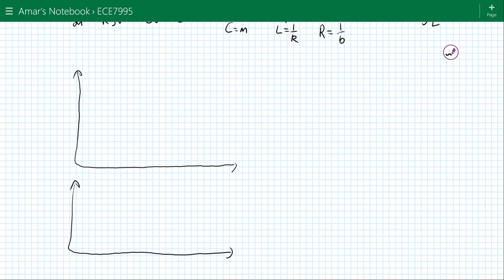Some of this may look familiar to some of you. So this is time on the x-axis. Now, let's say we have a system that is over-damped, and then we resonate it in time. What will happen is that the oscillations will eventually die down like this. So this is over-damped.